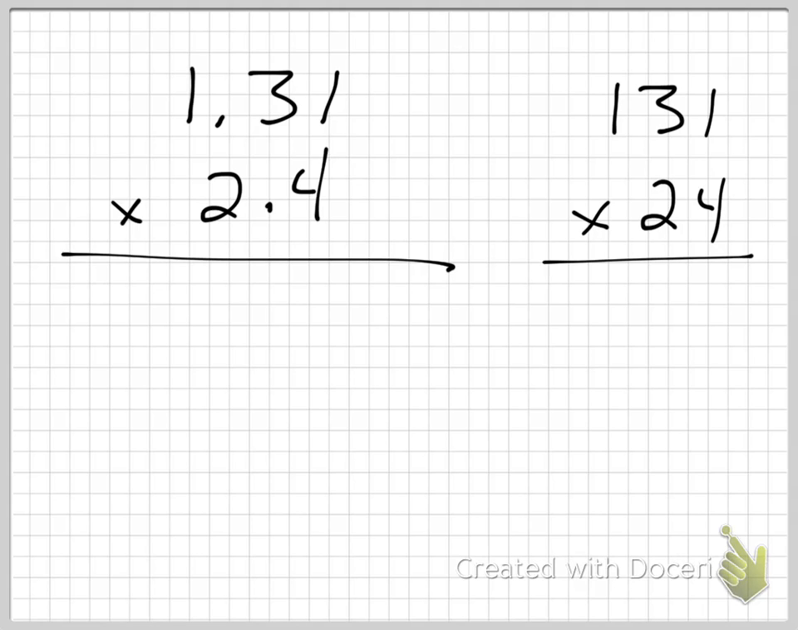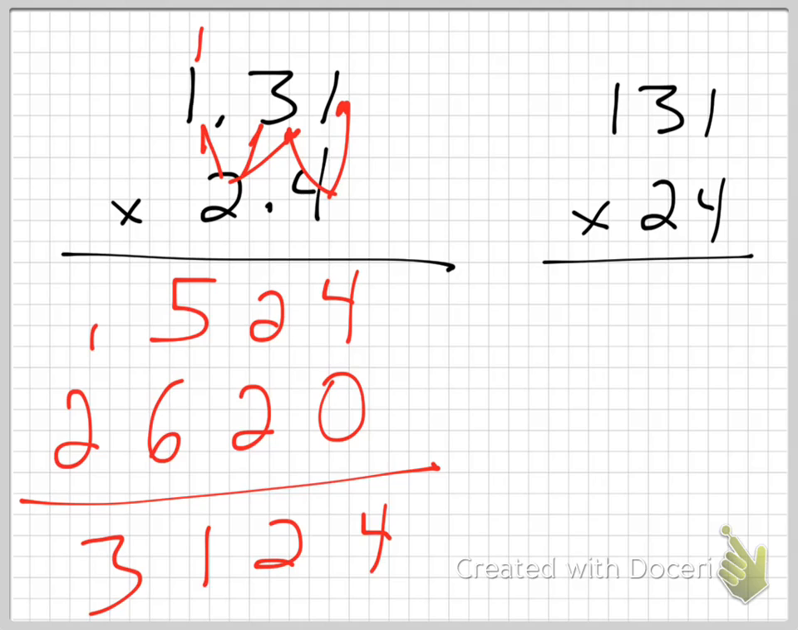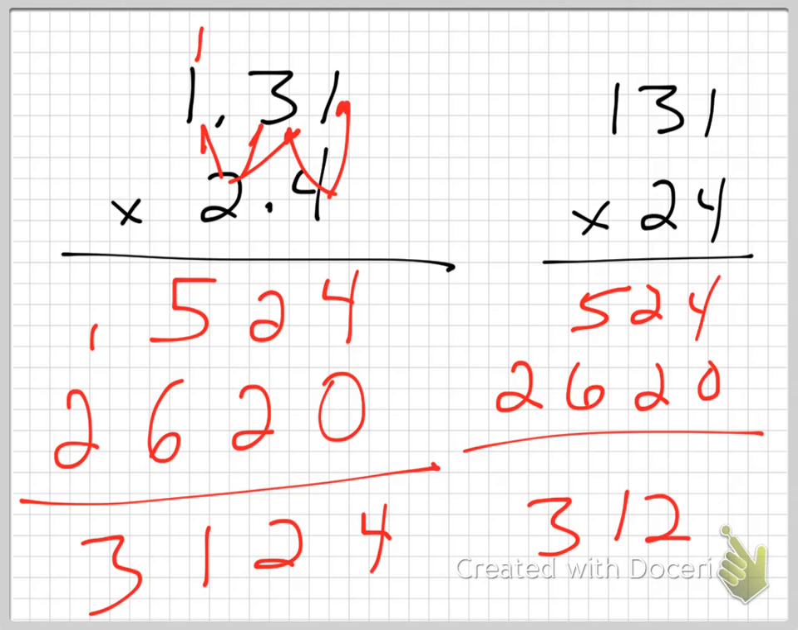4 times 1 is 4. 4 times 3 is 12. 4 times 1 is 4, plus the 1 is 5. Put a 0 down here. 2 times 1 is 2. 2 times 3 is 6. 2 times 1 is 2. Add them up just like you would. 4, 2, 11, 3. Now here's the deal. Over here, it would still be the exact same thing. 5, 2, 4, 2, 6, 2, 0, 3, 1, 2, 4. Here's the only difference.